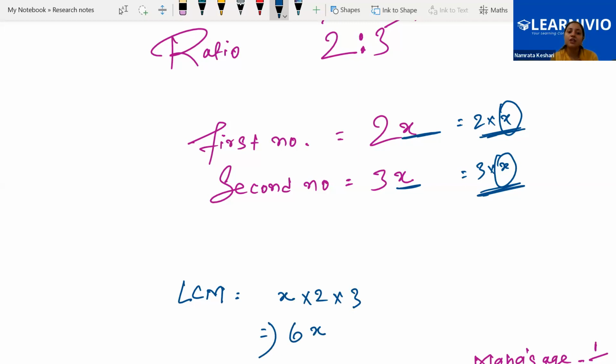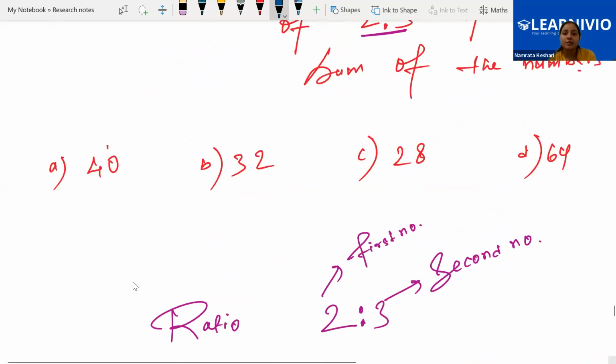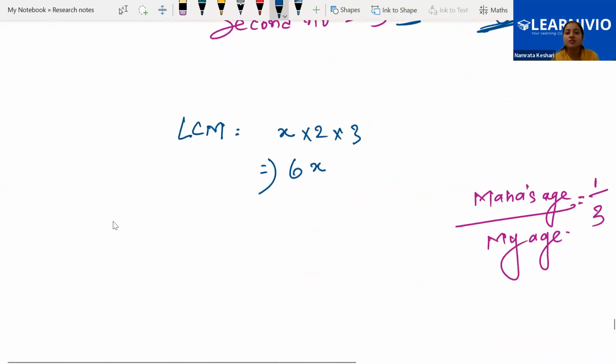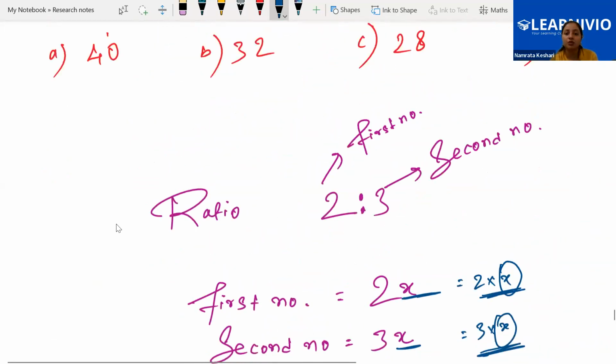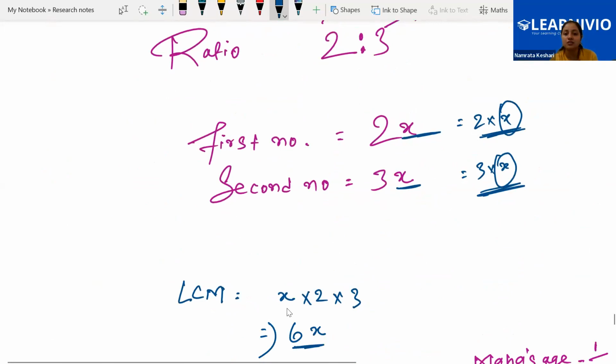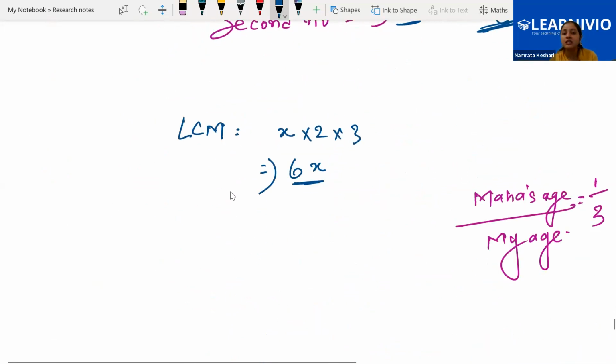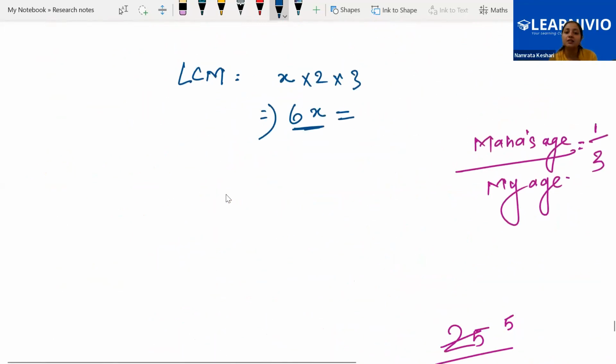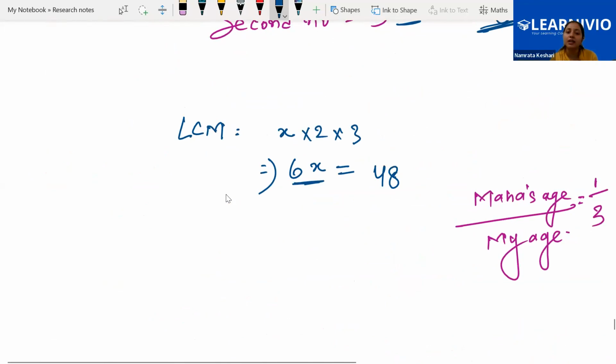But the LCM is already given in the question, that is 48. So the LCM 6x, which we found by taking both numbers 2x and 3x into consideration, is given as 48 in the question. 48 is the LCM of these two numbers, which are in ratio 2:3. So we can compare our LCM 6x with 48, and here we will get the value of x.